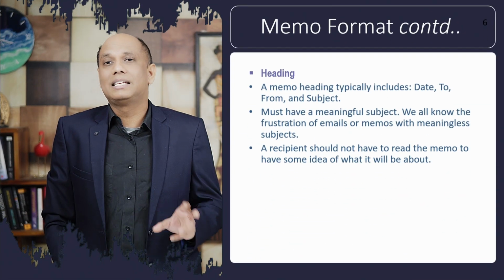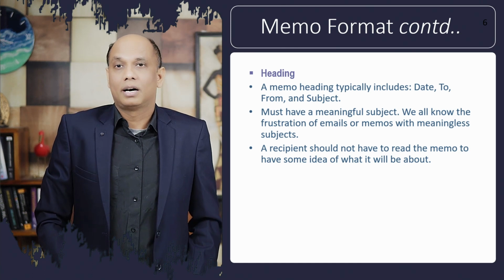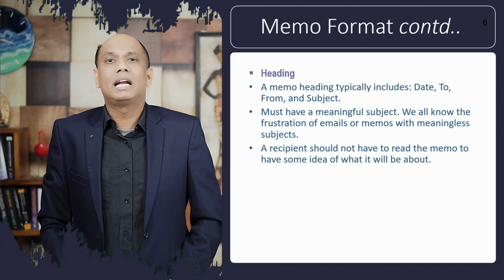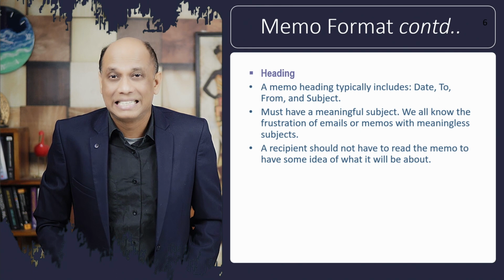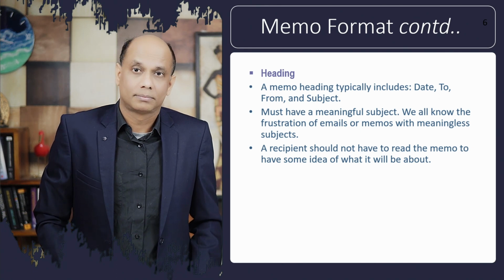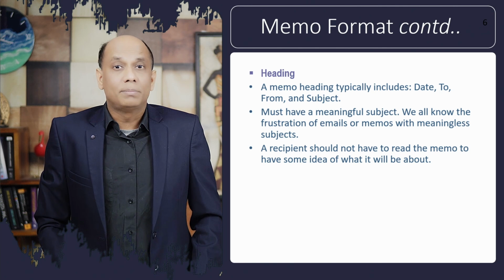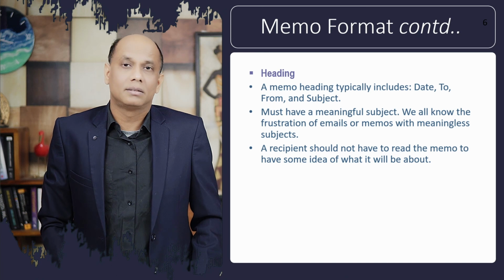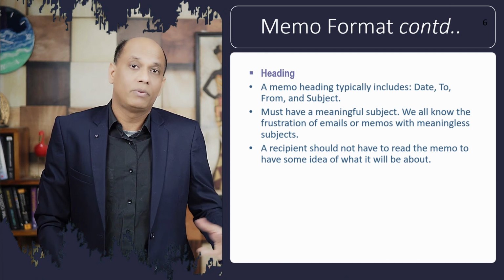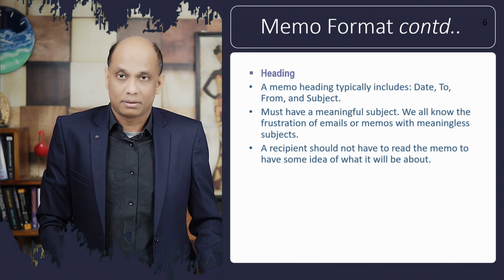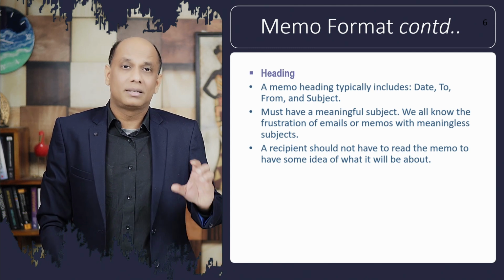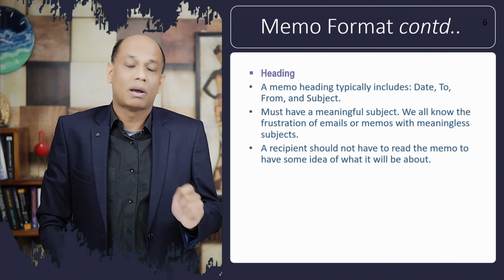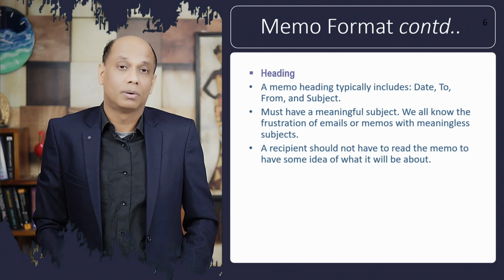Now let's talk about each and every section of the memo in detail. Starting with headlines. A memo headline typically includes date, to, from, and subject. The subject must be meaningful. We all know the frustration of emails or memos with meaningless subjects. A recipient should not have to read the whole memo to have some idea of what this memo or what this mail is all about.